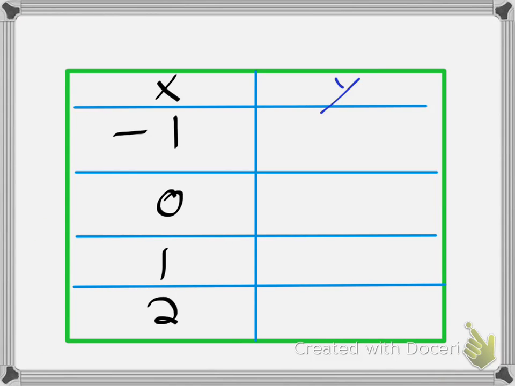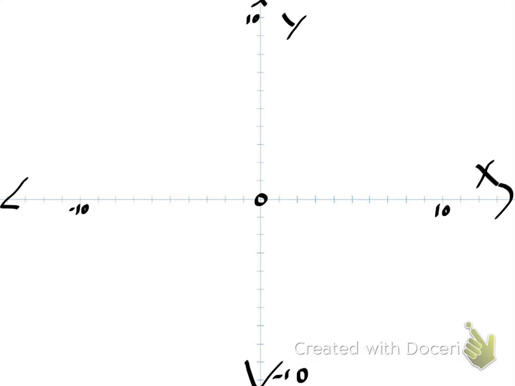Here I have a table. And it's really important when you're doing these, you're making a table. So I'm going to make a table real fast. This is -7. This is -3, 1, and 5. Alright. Out of this table, I can come up with ordered pairs. I have -1, -7, 0, -3, and 1, 1, 2, 5. So now we can graph it.